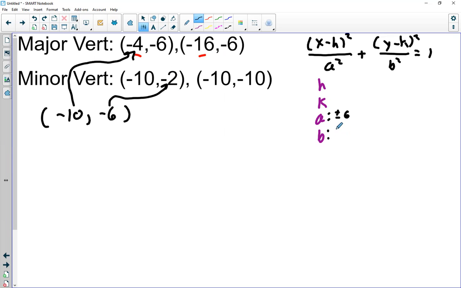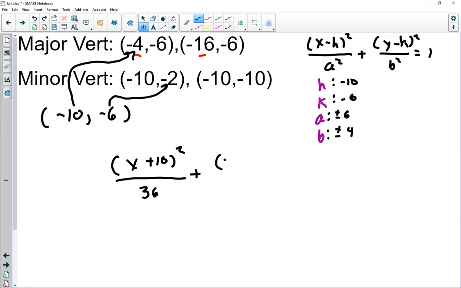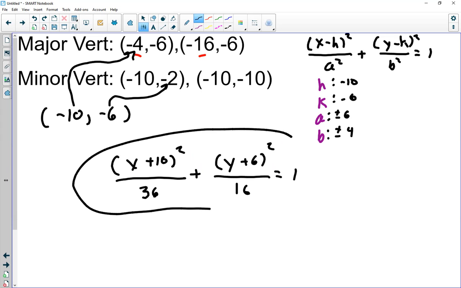Well, now we just plug it into the equation. X plus 10 squared over 6 squared, which is 36, plus y plus 6 squared over 16 equals 1. That one was nice and easy. We didn't have to do anything with the focus. But remember, if you're given something where you have to use the focus, the equation for the C value is A squared minus B squared equals C squared. So you might have a situation where I'm giving you a focus or something like that.